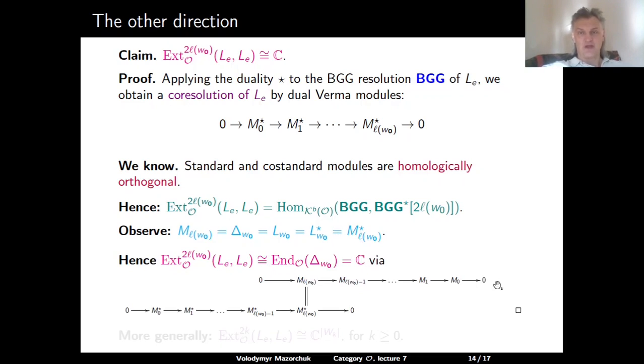So therefore, we can consider our BGG resolution, so here it is, and we consider the dual BGG resolution, the BGG co-resolution, here it is. It is shifted by twice the length of w0. So this complex has the cohomology L(e) here. This complex has the cohomology L(e) here.